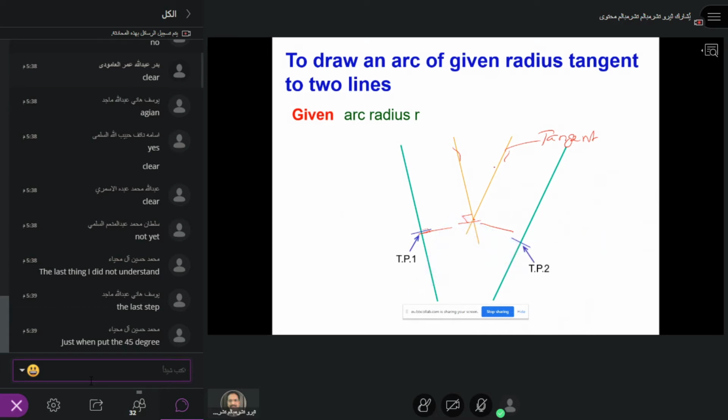Now take this as the center. You take your compass, take this as the center, this as the radius. Now this is the new radius, so draw the arc. So this will start and it will join. So you'll get the new radius here. Clear? This is the last step, right? Okay.